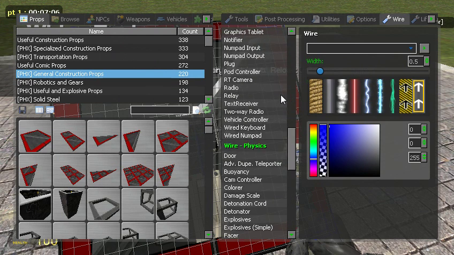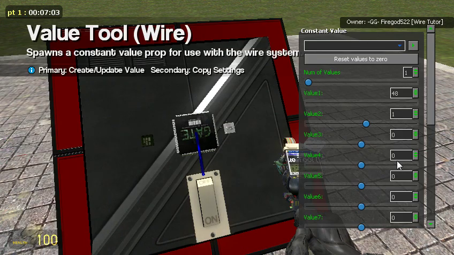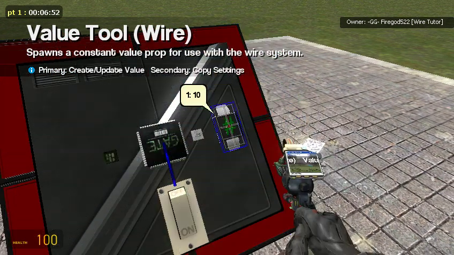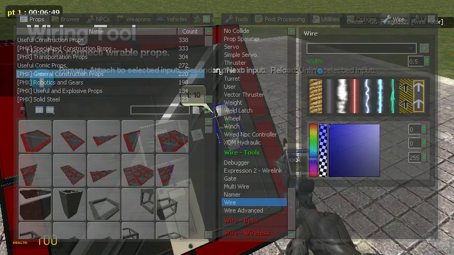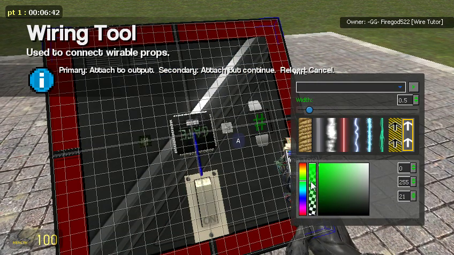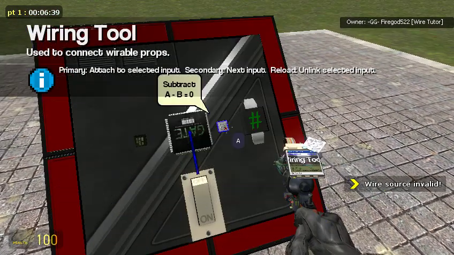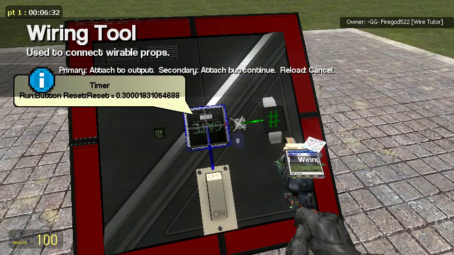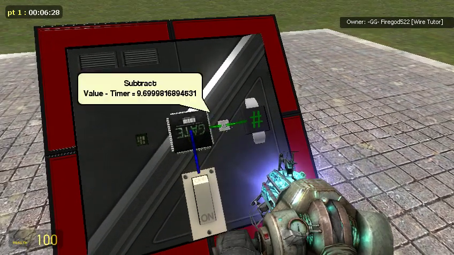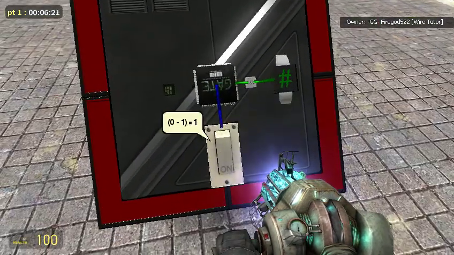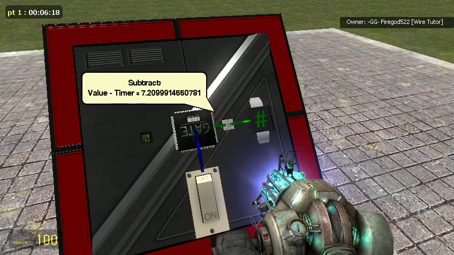Okay, now we're going to need a constant value. And a constant value of 10 would be great. So it counts down from 10. Values 1, and just put that down. Okay, now we're going to subtract. We're going to subtract our value of 10 by the timer. Okay, so this is at a value of 9.66. If this was at 0, it'd be at 10. So that's what's going to cause it to count down. So if the timer goes up, this starts going down.